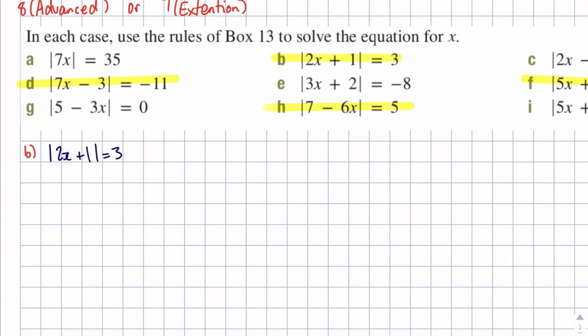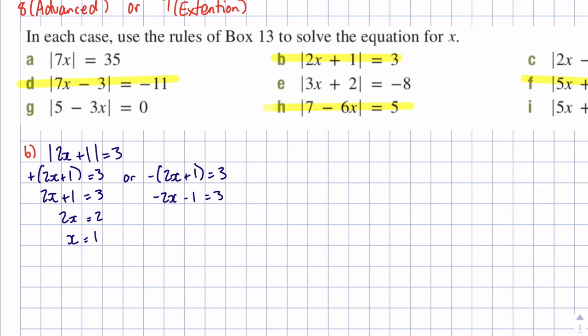equals 3, which means positive 2x plus 1 is going to equal 3, or negative 2x plus 1 equals 3. So this means 2x plus 1 equals 3, 2x equals 2, x equals 1, fairly simple. This one means negative 2x, take 1 equals 3, negative 2x equals 4, x equals negative 2. Fairly simple. Don't have to graph it for this one, luckily.